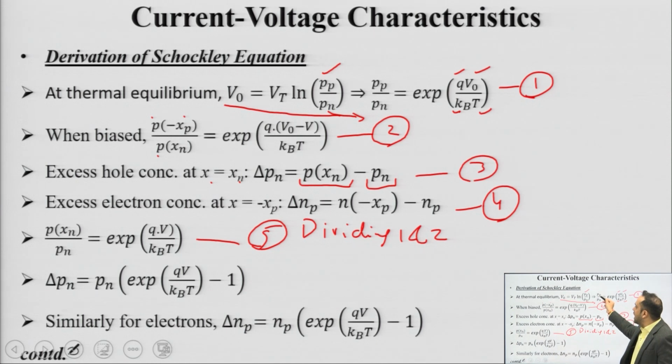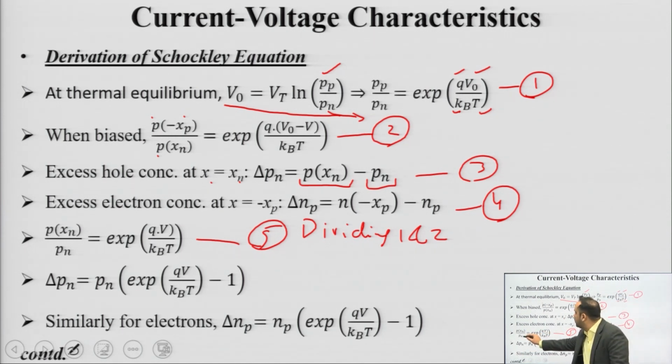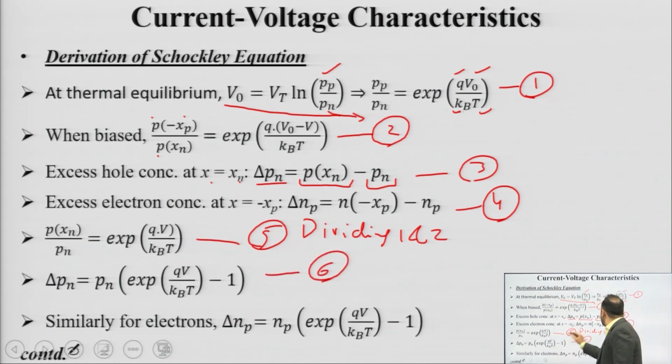So, holes in P side at equilibrium is equal to holes at minus xp when biasing is applied. So, that term is going to cancel and you are only going to have holes at x equal to xn divided by total number of holes per unit volume in N side. This is equal to exponential of QV by KBT. V is the applied bias. Okay. Similarly, for this expression here, delta Pn, now I substitute 5 in 3. Okay. So, you substitute equation 5 in 3 and 5 in 4, and you are going to get these equations.